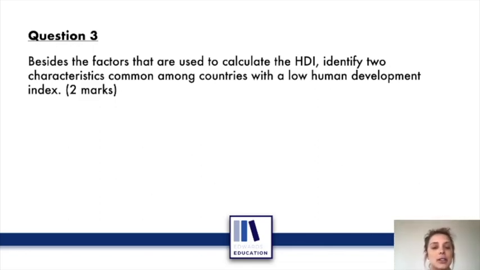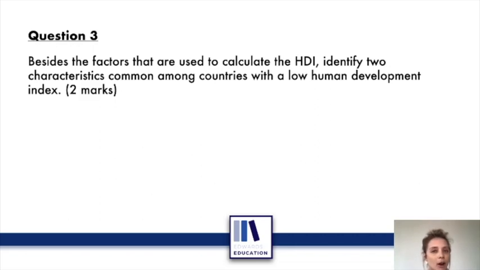Okay, question 3. Besides the factors that are used to calculate the HDI, identify 2 characteristics common among countries with a low Human Development Index. So here it's not asking you about the dimensions or the indicators used to create the HDI statistic. It's saying to you, I've got a country that has a low Human Development Index. So think of all those indicators. It's probably going to have a low mean years of schooling. It's probably going to have a low life expectancy and a low GNI. And therefore, what kind of characteristics belong to that country?